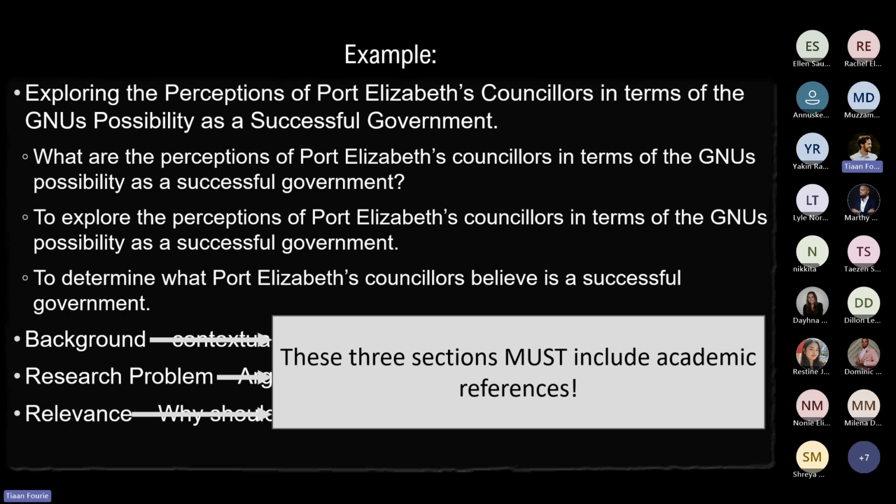So basically, why is it important to know the perceptions of these PE counselors with regard to GNU? Because obviously they're still part of, as extensions of the government. So again, golden thread, guys. You stay within there. You stay in your lane, basically.